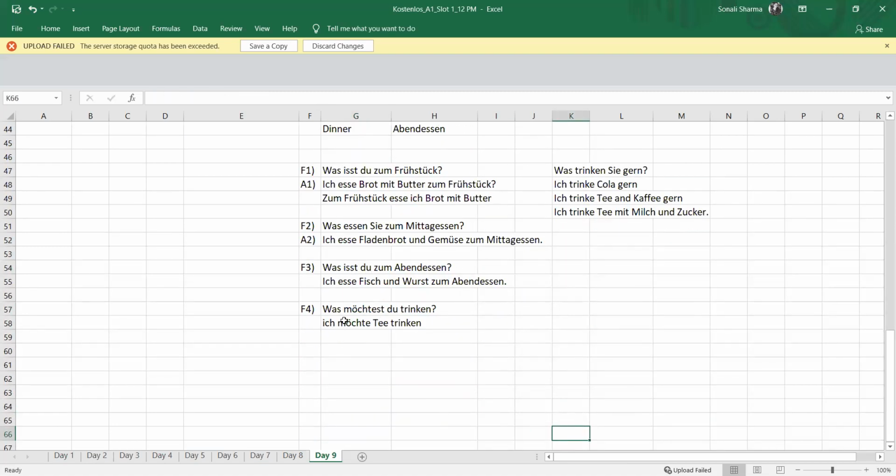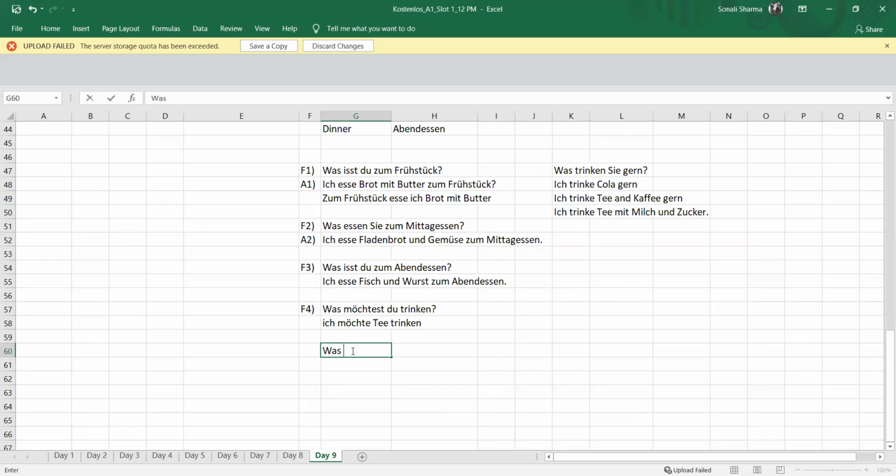Here you can see we are using a modal verb. The rule of modal verb is the infinitive verb goes in the end. So ich möchte Tee trinken. This concept we are going to learn soon, the case of modal verb, the rule of modal verb. I will just give you some examples. So was möchtest du trinken? Ich möchte Tee trinken.